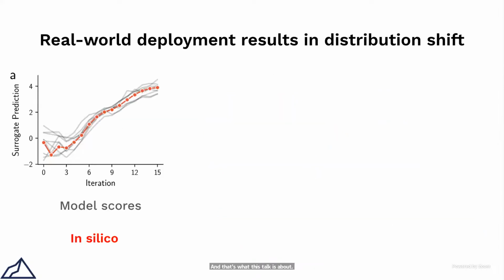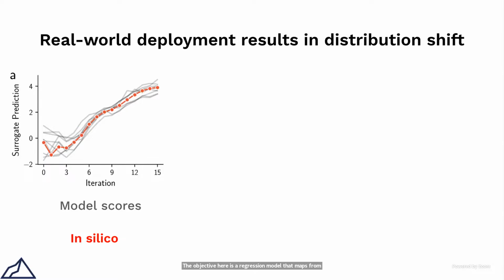To study reliability, we deploy this black box design approach in the real world. Here in panel A, I'm showing you model scores from a discrete iterative optimization that goes for 15 steps. Each gray line corresponds to an independent trajectory, and the red line corresponds to the average of those trajectories at each step. The objective here is a regression model that maps from sequence to the target property.